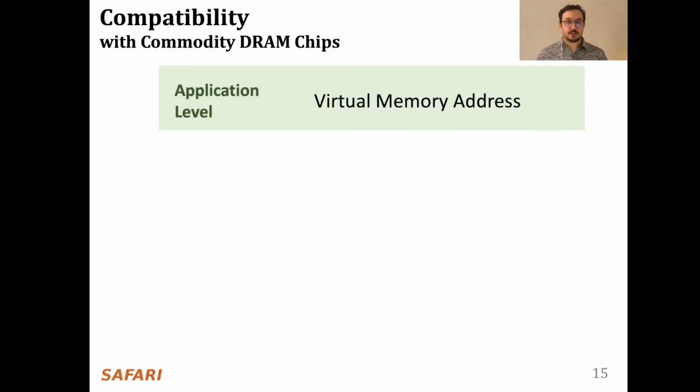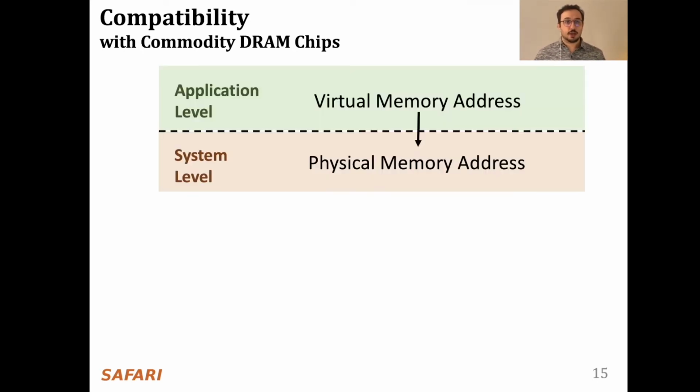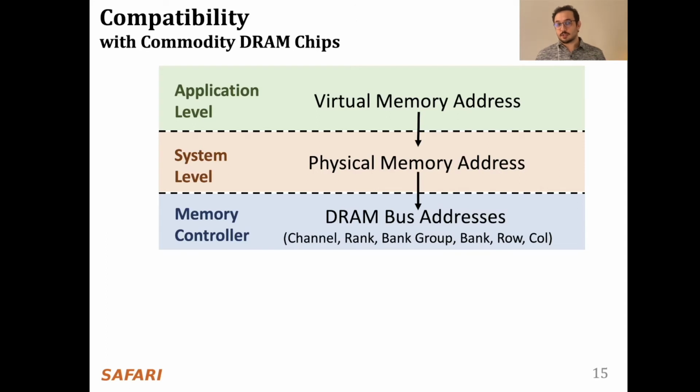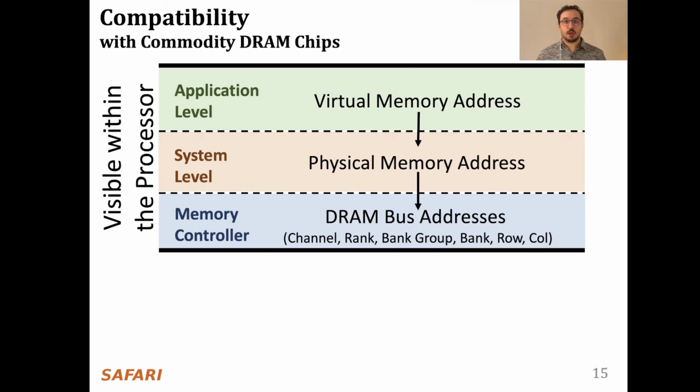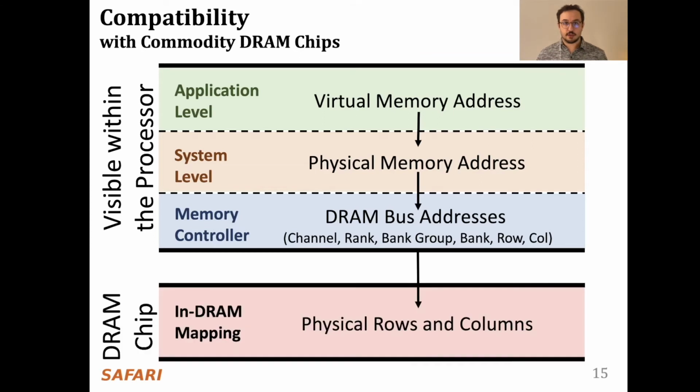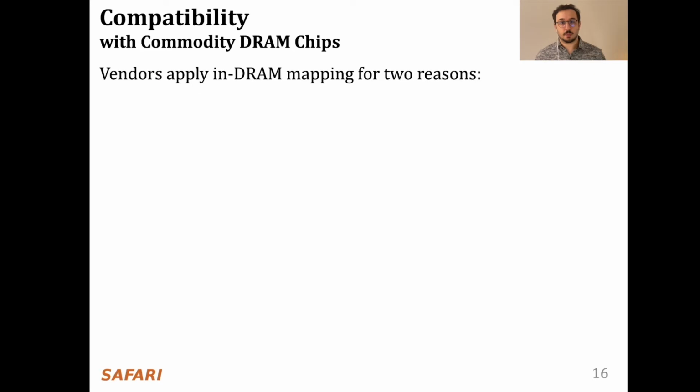Virtual memory addresses are used at the application level. Then typically the system software translates virtual addresses to physical addresses. A physical memory address is mapped to addresses of DRAM channel, rank, bank, row, and column within the memory controller. So far, all these address translations are visible within the processor. However, in addition to these, logical row and column addresses are mapped to physical rows and columns within the DRAM chip, which is not visible to the rest of the system.